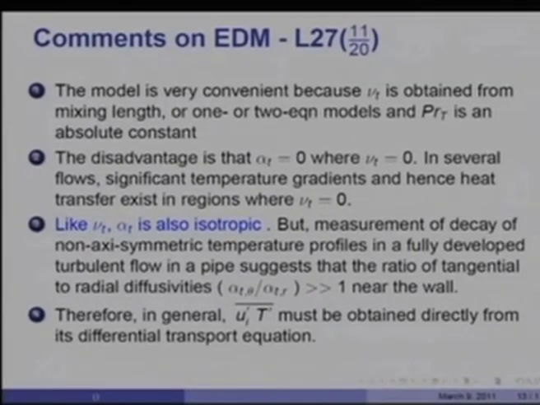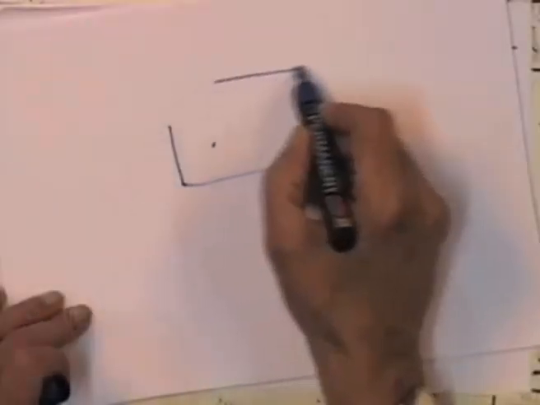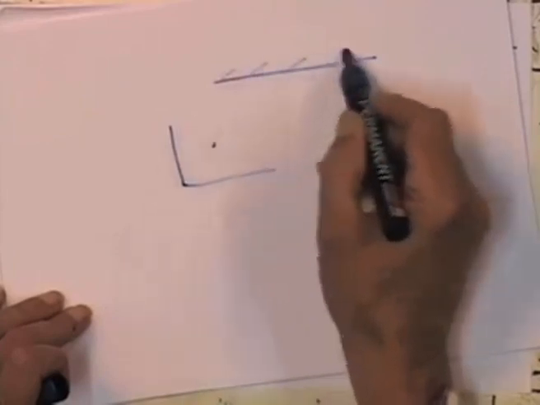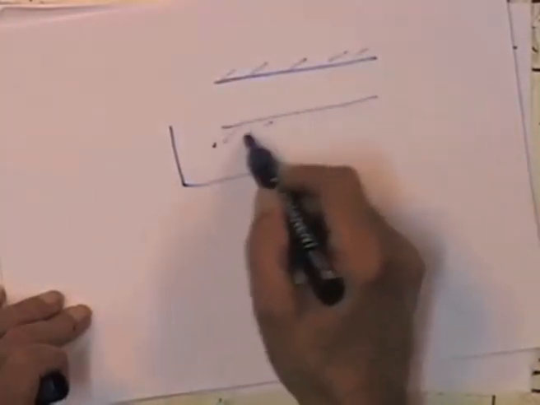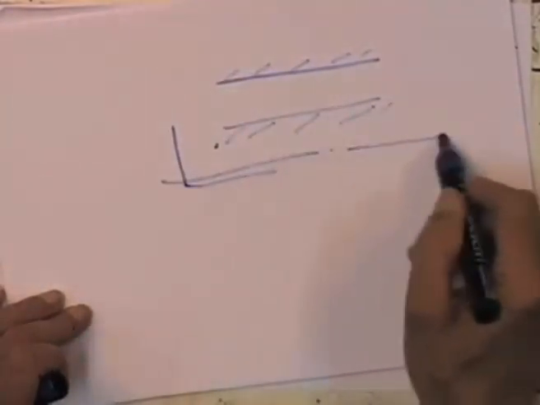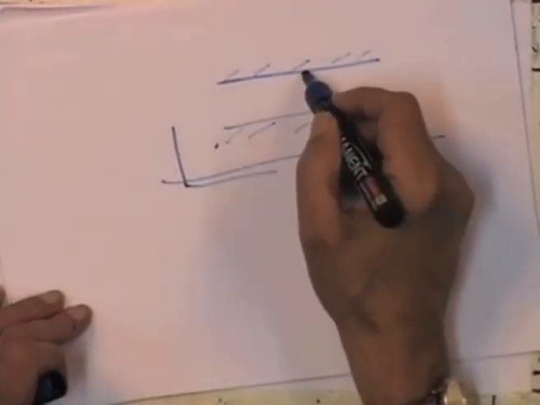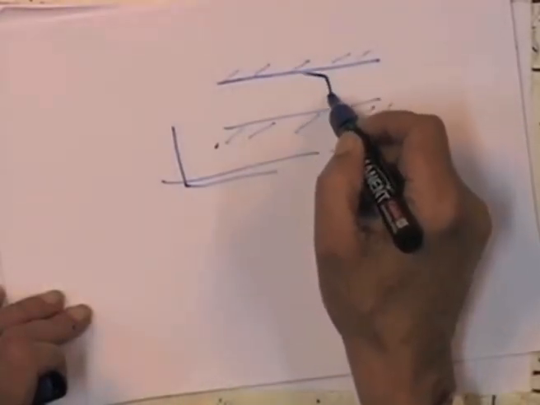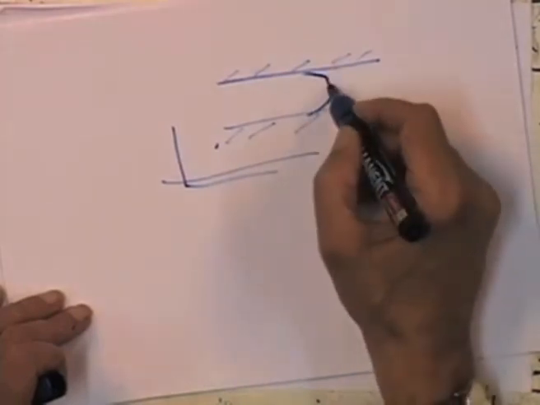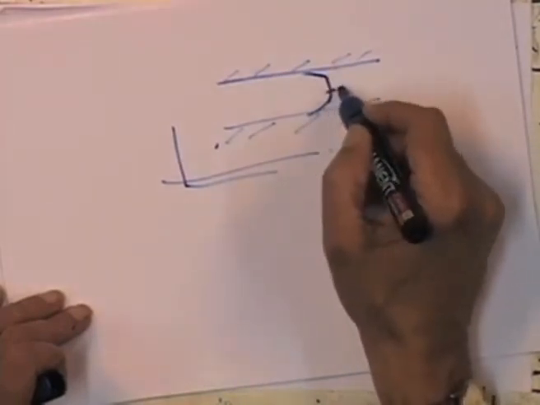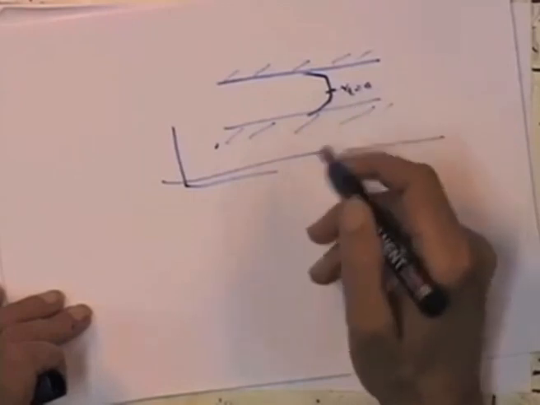Now, just imagine a situation. Let us say we are talking about a flow in an annulus, and this is the axis of symmetry. Then you will get a velocity profile which will be something like this, and therefore, nu_t will go to equal 0 somewhere over there.